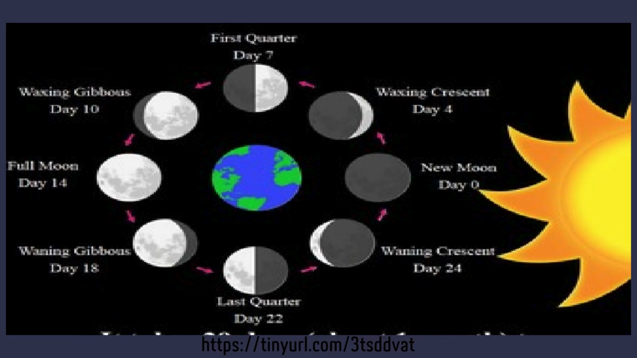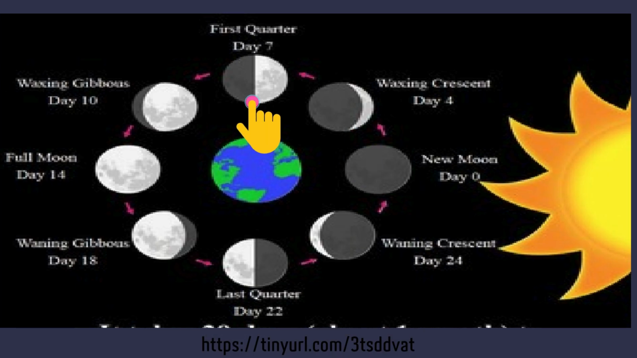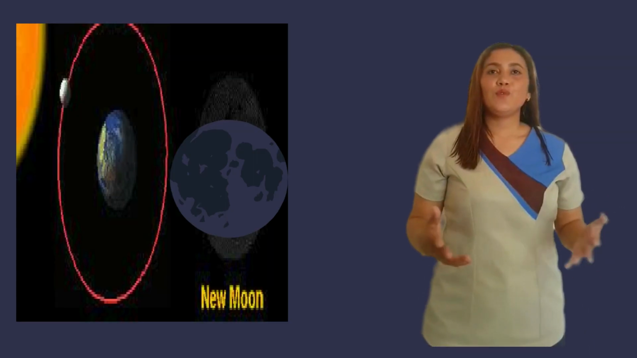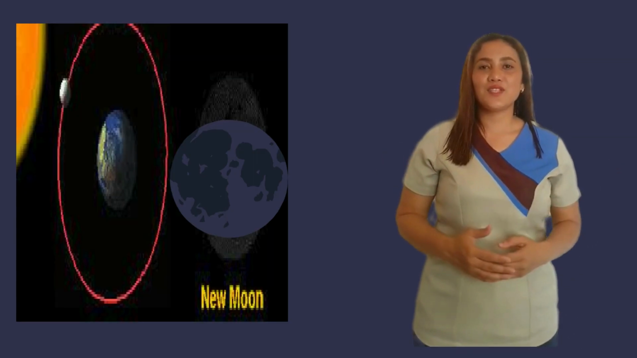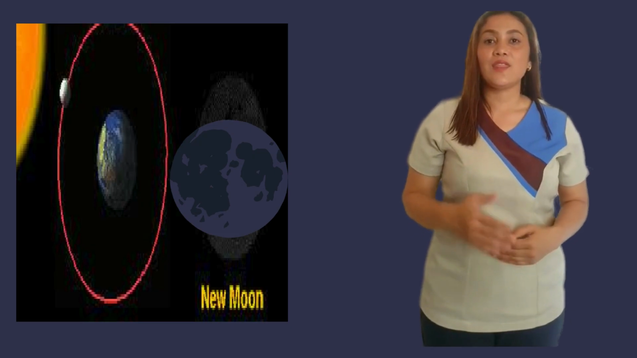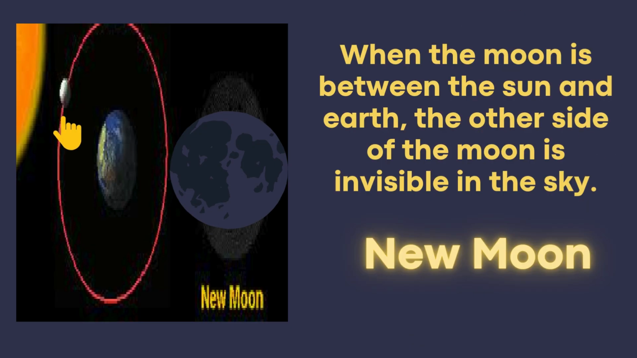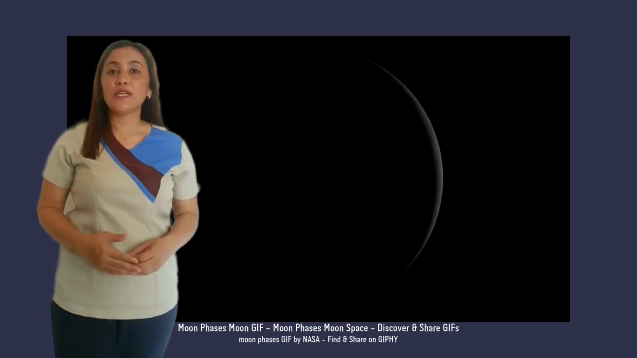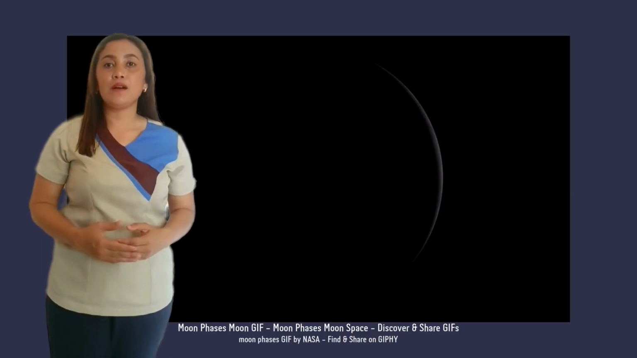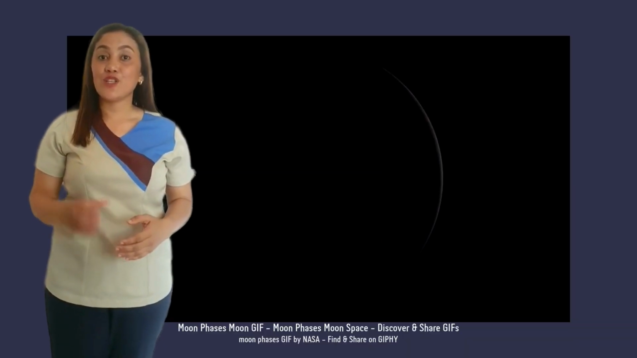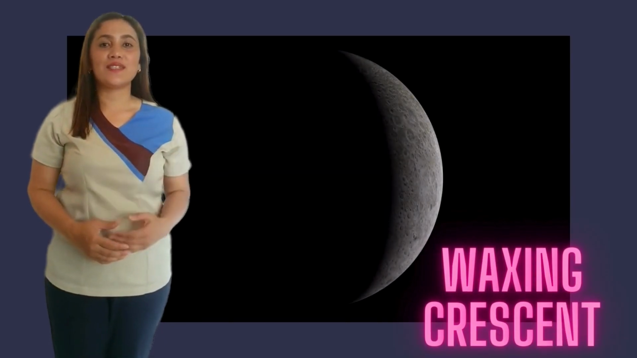There are 8 phases of the moon. It starts with the new moon, waxing crescent, first quarter, waxing gibbous, full moon, waning gibbous, last quarter, and waning crescent. When the moon is between the sun and the earth, the other side of the moon is invisible in the sky. That is called the new moon. After 1 to 4 days, the light inside of the moon slowly becomes visible. This moon looks like letter C. This is the waxing crescent.